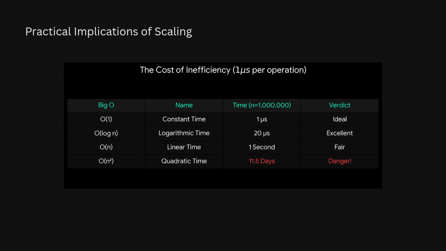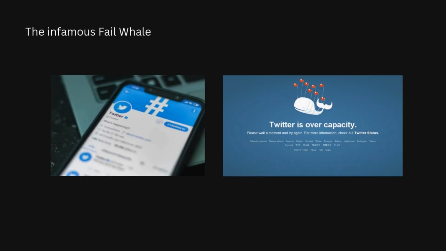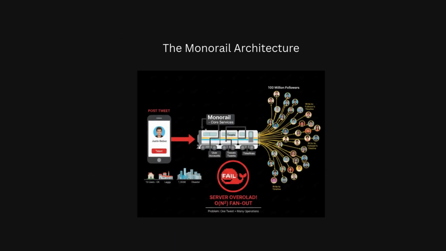This explains why startups often hit scaling walls. Code that worked fine with 100 users might fail completely with 100,000 users. One of the most famous examples of a scaling disaster is early Twitter. Back then, they used a monolithic architecture, basically one giant heavy engine called Monorail that tried to do everything at once. The biggest problem was a process called synchronous fan out.